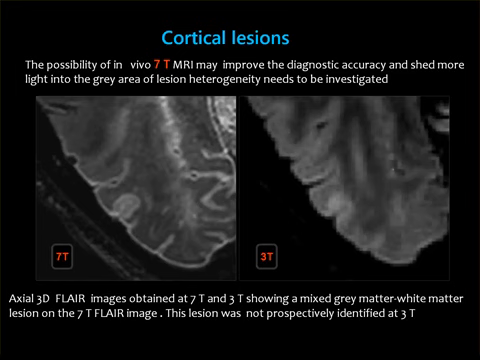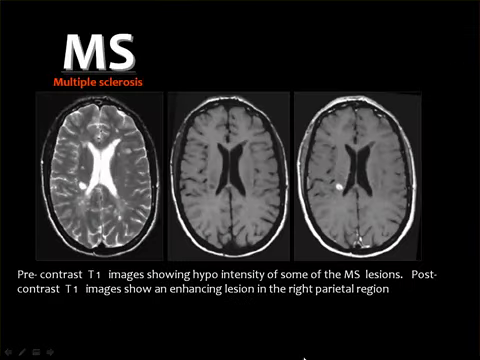Okay. Let us look at these two images. This is a 7 Tesla MRI and this is a 3 Tesla MRI. You know, the cortical lesions are one of the pathognomonic features of MS, and they are more appreciated in the 7 Tesla MRI, which is not, up to my knowledge, used in clinical practice, at least in our area.